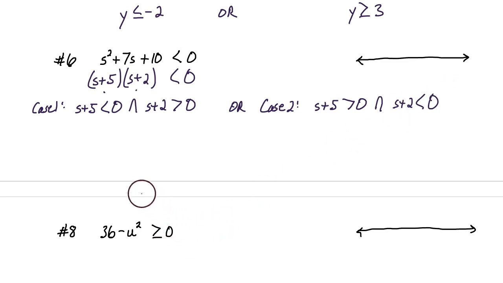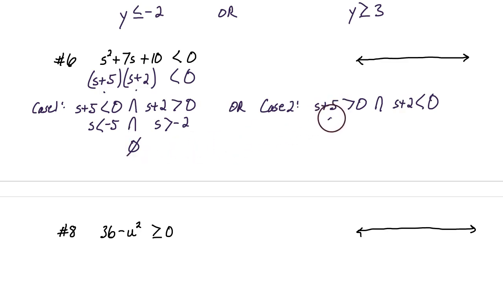Now let's go back and solve all of these for s. This is s is less than -5, and s is greater than -2. Let's think about this. What kind of numbers are less than -5, and at the same time, they're greater than -2? There aren't any. This is an empty set.